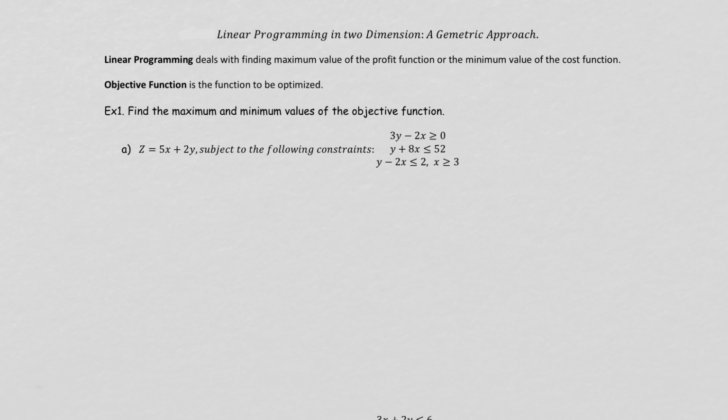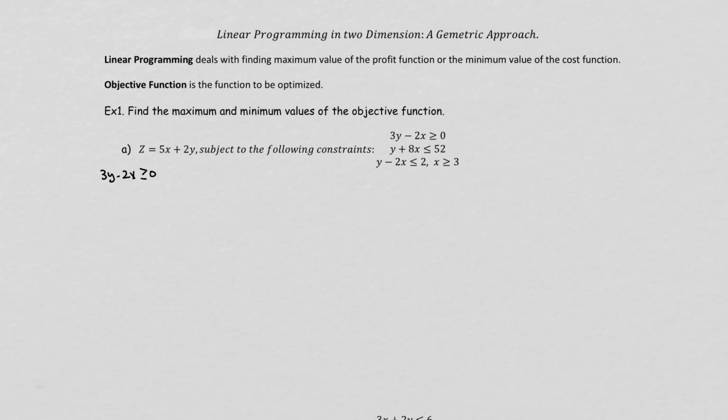If you have the previous lesson, you know how to graph a system of linear inequalities. You should know how to do that. So you need to graph each of the inequalities separately and then find the overlapping area, right? So we do 3y minus 2x is greater than or equal to 0.